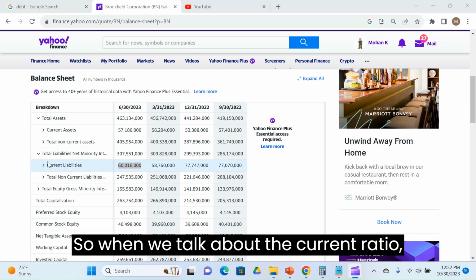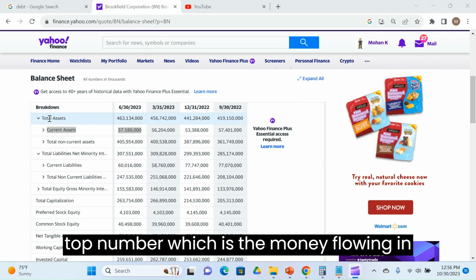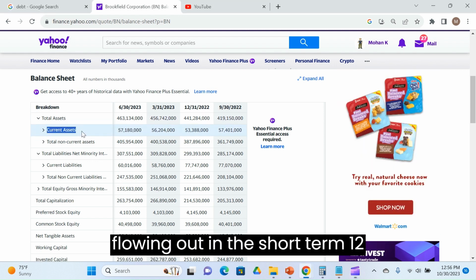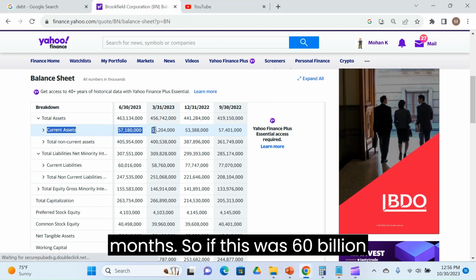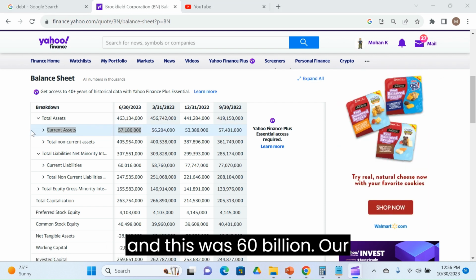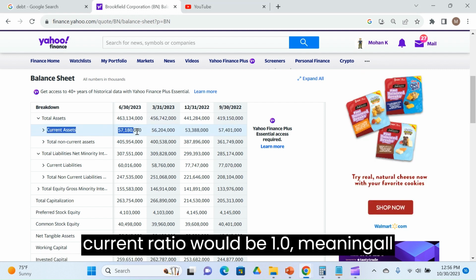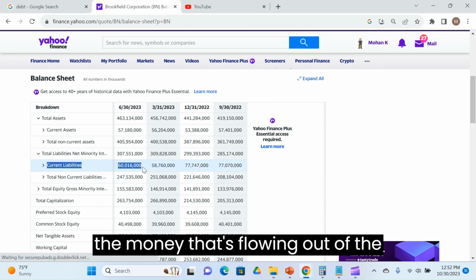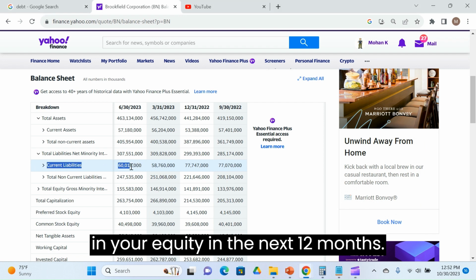So when we talk about the current ratio, all we are doing is taking this top number, which is the money flowing in, and dividing it by the money flowing out in the short term, 12 months. So if this was 60 billion and this was 60 billion, our current ratio would be 1.0, meaning all the money flowing in is exactly the same as the money that's flowing out of the company. So you're not going to see a change in your equity in the next 12 months.